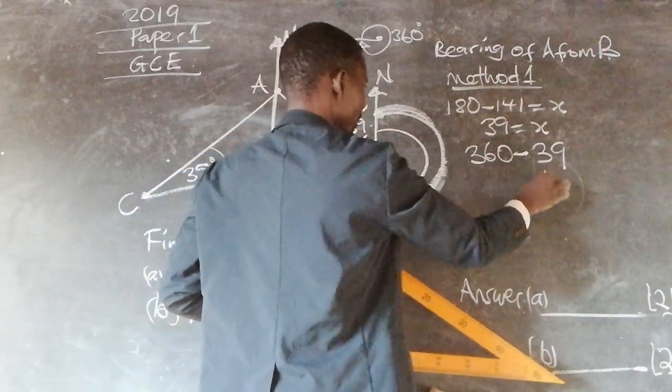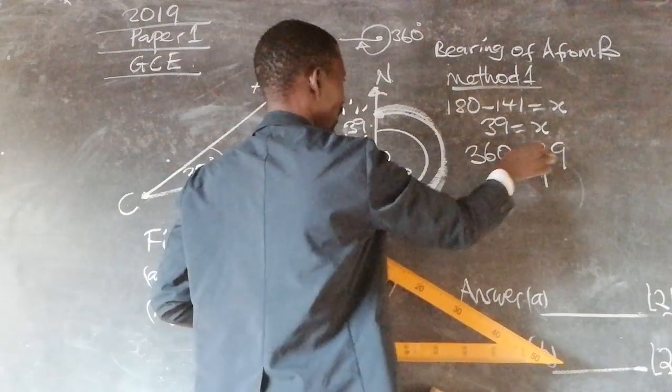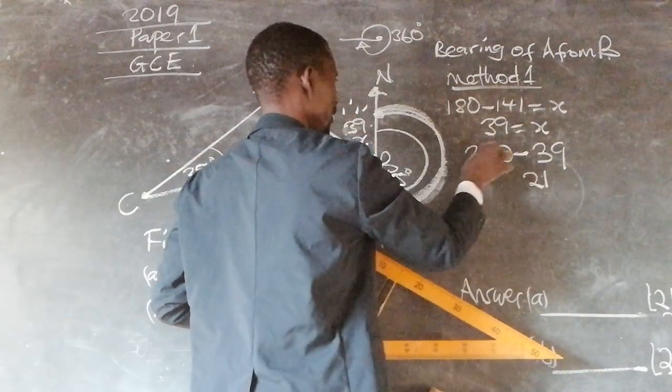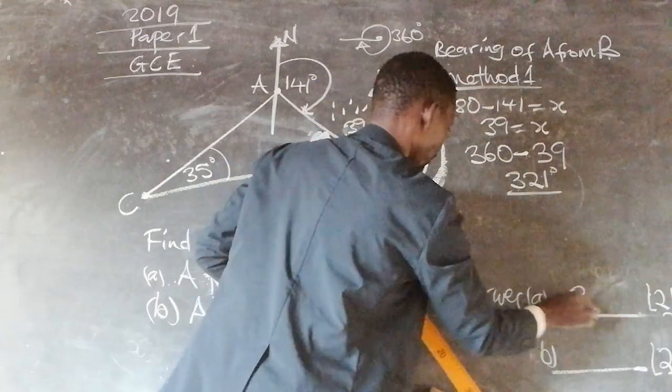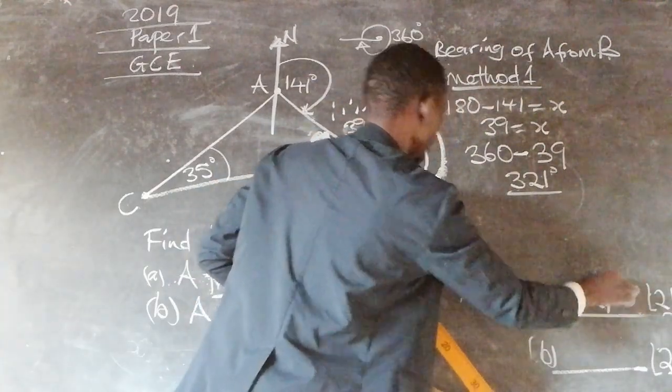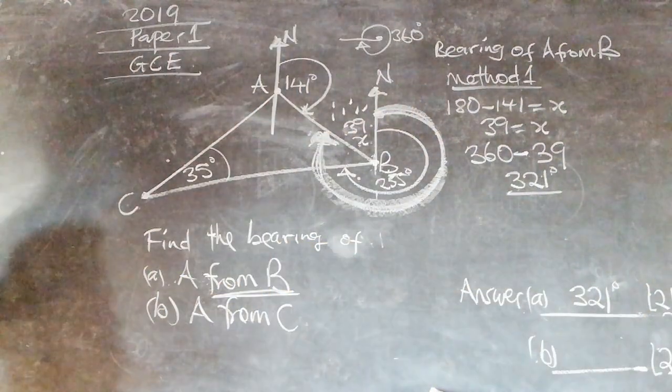10 minus 9 is 1. Then 5 minus 3 is 2. And this is 3. 321 degrees. So you have to transfer there 321 degrees. And by doing that, you score 2 marks.